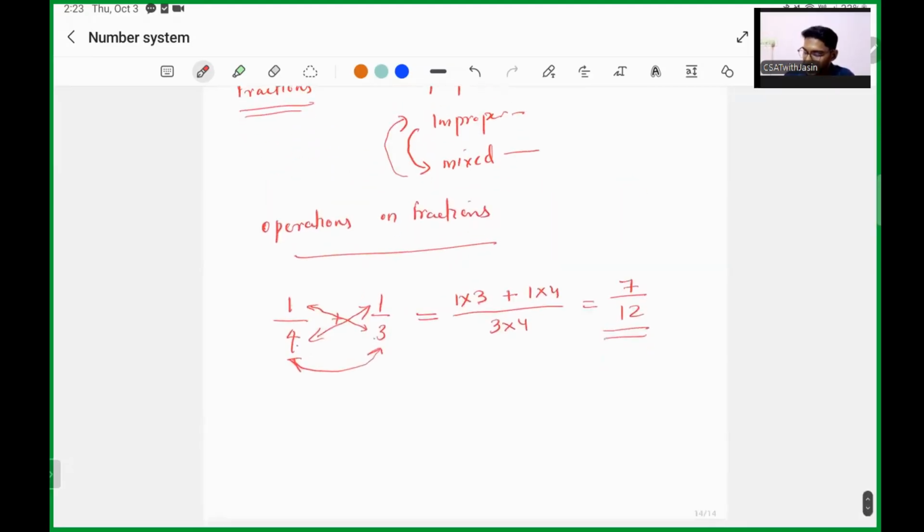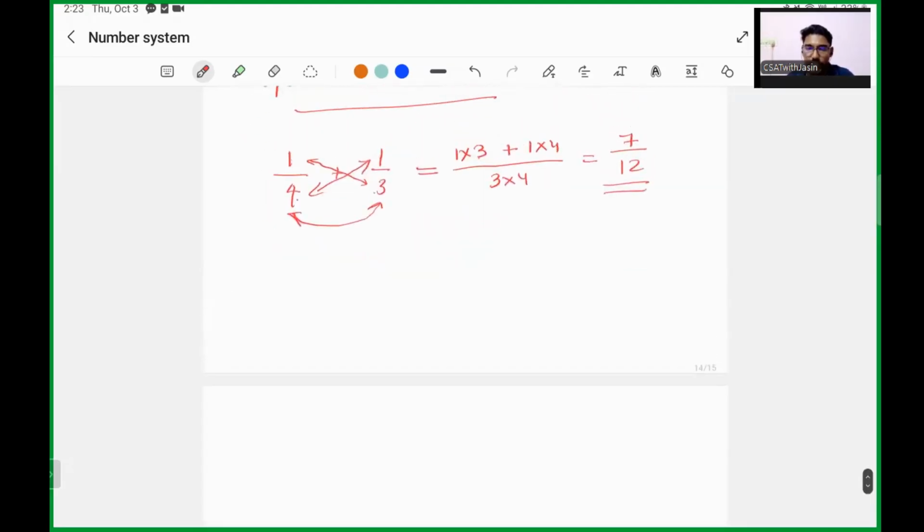Now, we haven't learned about HCF, LCM and all yet, we will be learning that later, but you can also use the LCM concept here. So I will just show you how it is. Let's say I wanted to add 1 by 4 plus 2 by 6. Here, another method is you need to make the denominators the same. For that, you need to identify a common multiple of 4 and 6.